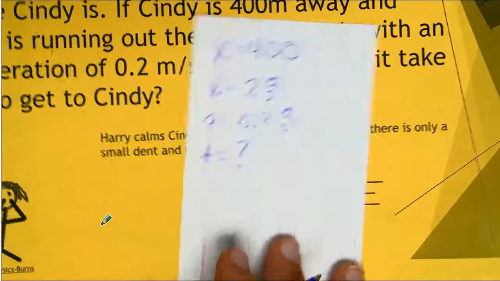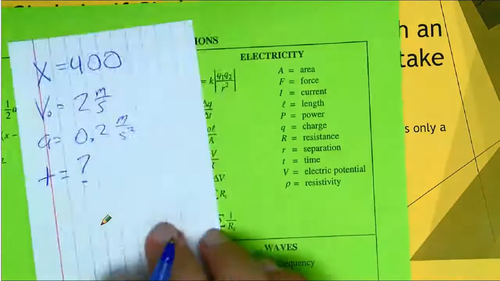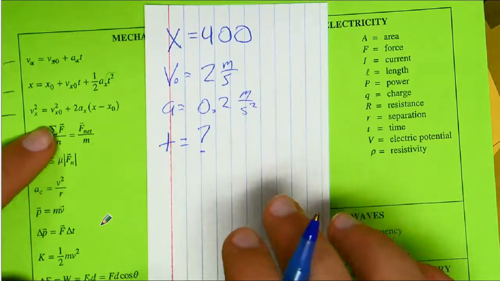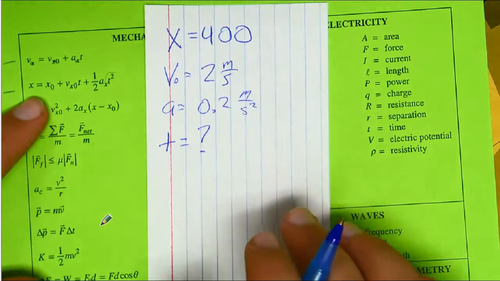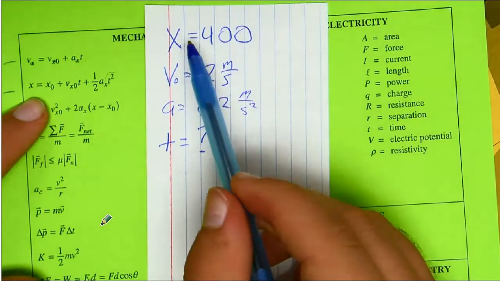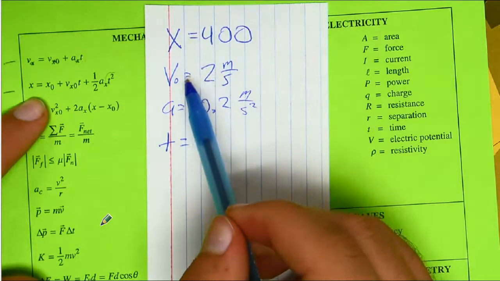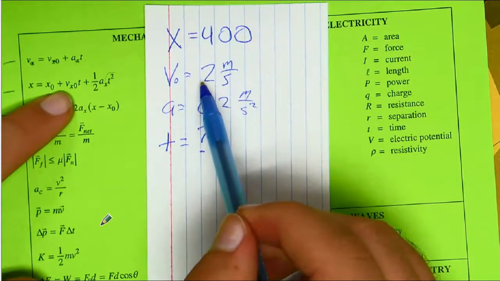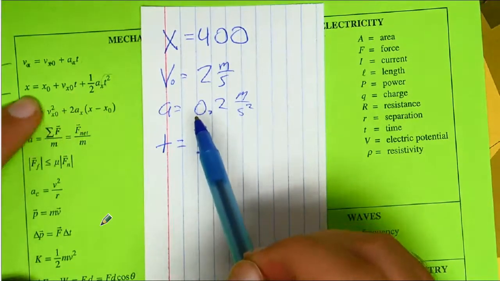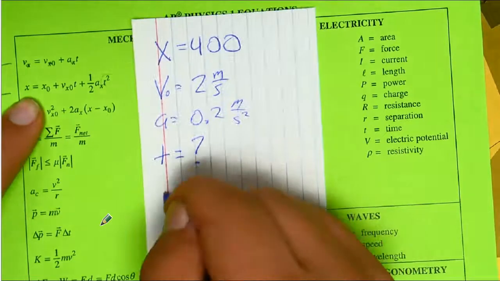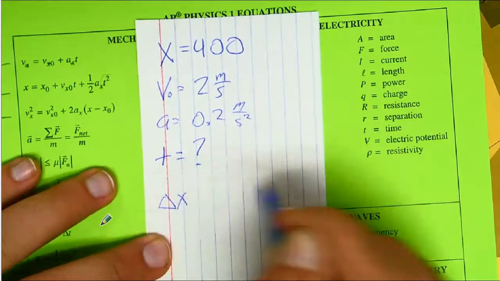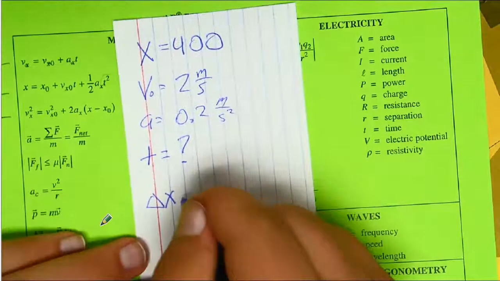Okay, so I got to look at my equations. Now, clearly I know I'm not using my third equation because my third equation doesn't have time. I got to use one of the first ones. Okay. Now, I have displacement. I have initial velocity. And I have acceleration, and I'm solving for time. So I'm going to use the second equation. Okay. So x. Well, I'm going to do delta x. Rearrange the equation a little bit.